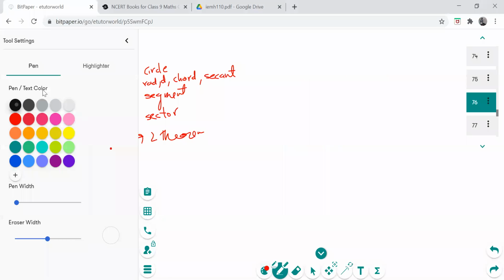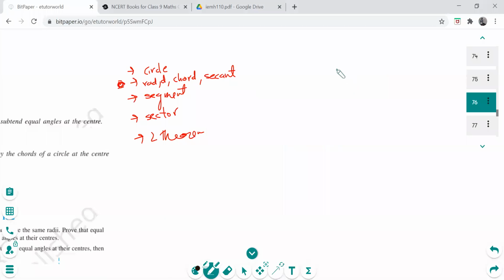So secant is a line which intersects the circle. Then what is a chord? Right, that's what I was talking about. The last session was about these basics only. Once you don't have these basics, we cannot move forward.